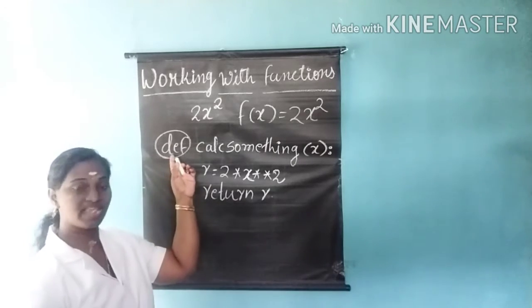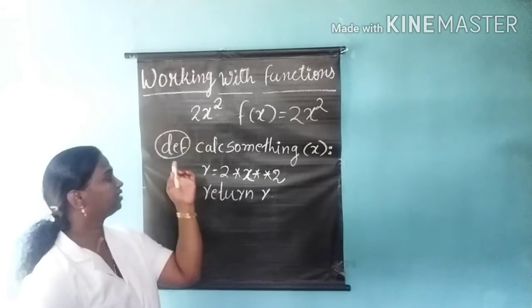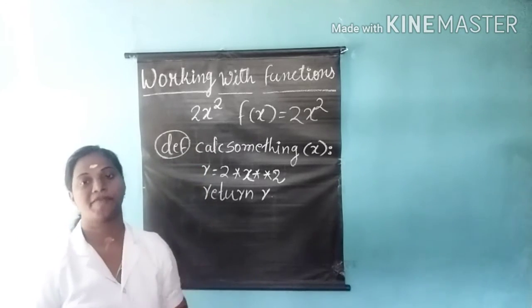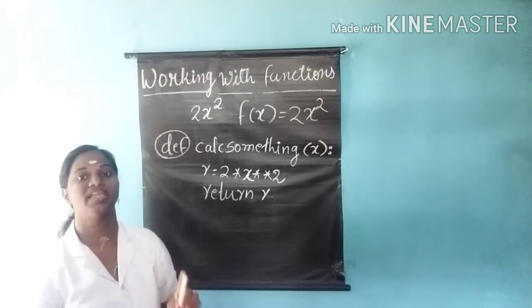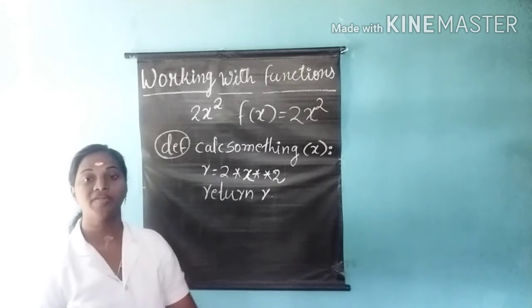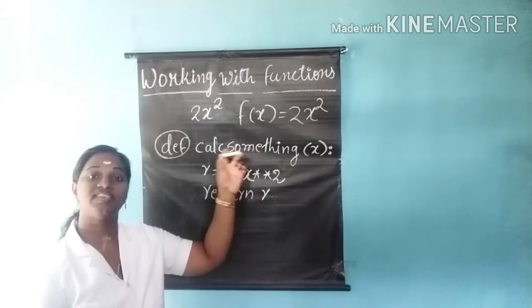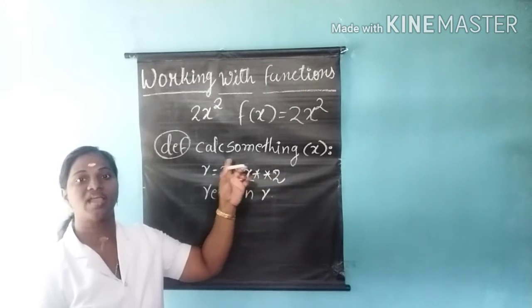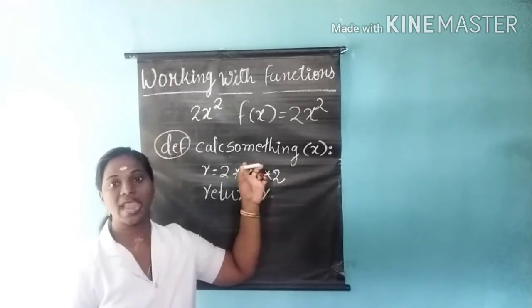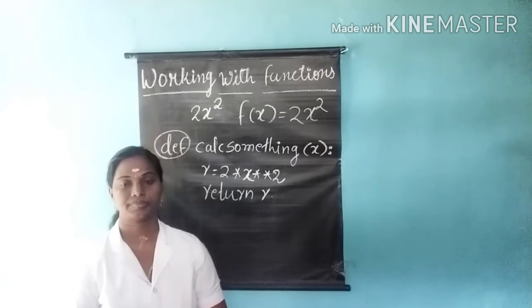Can you see the keyword def? This keyword says that this is a function. The keyword def means define a function. It tells the compiler that the following one is a function. Then what is this calc something? This is an identifier, that is, the function name. Calc something is the function name given by the user.